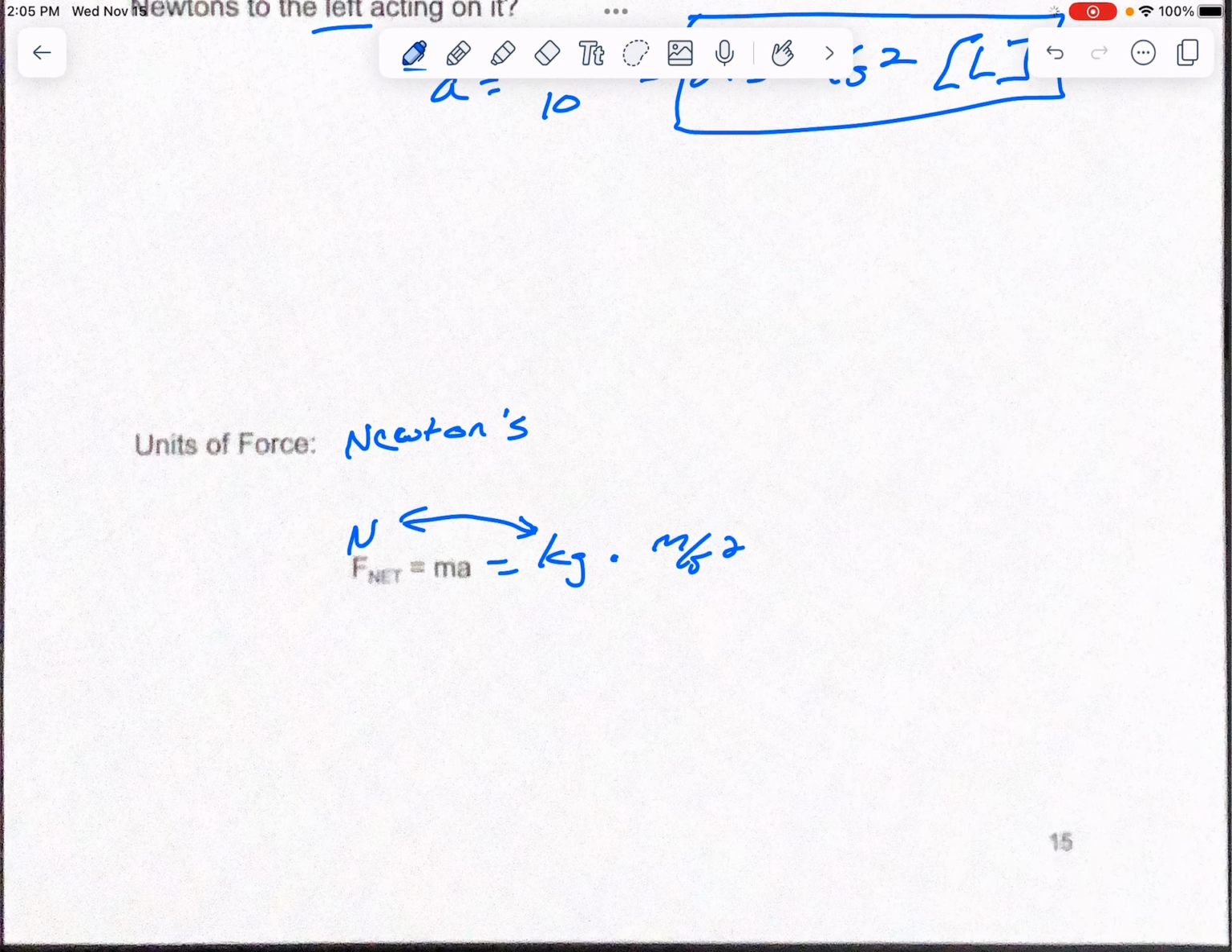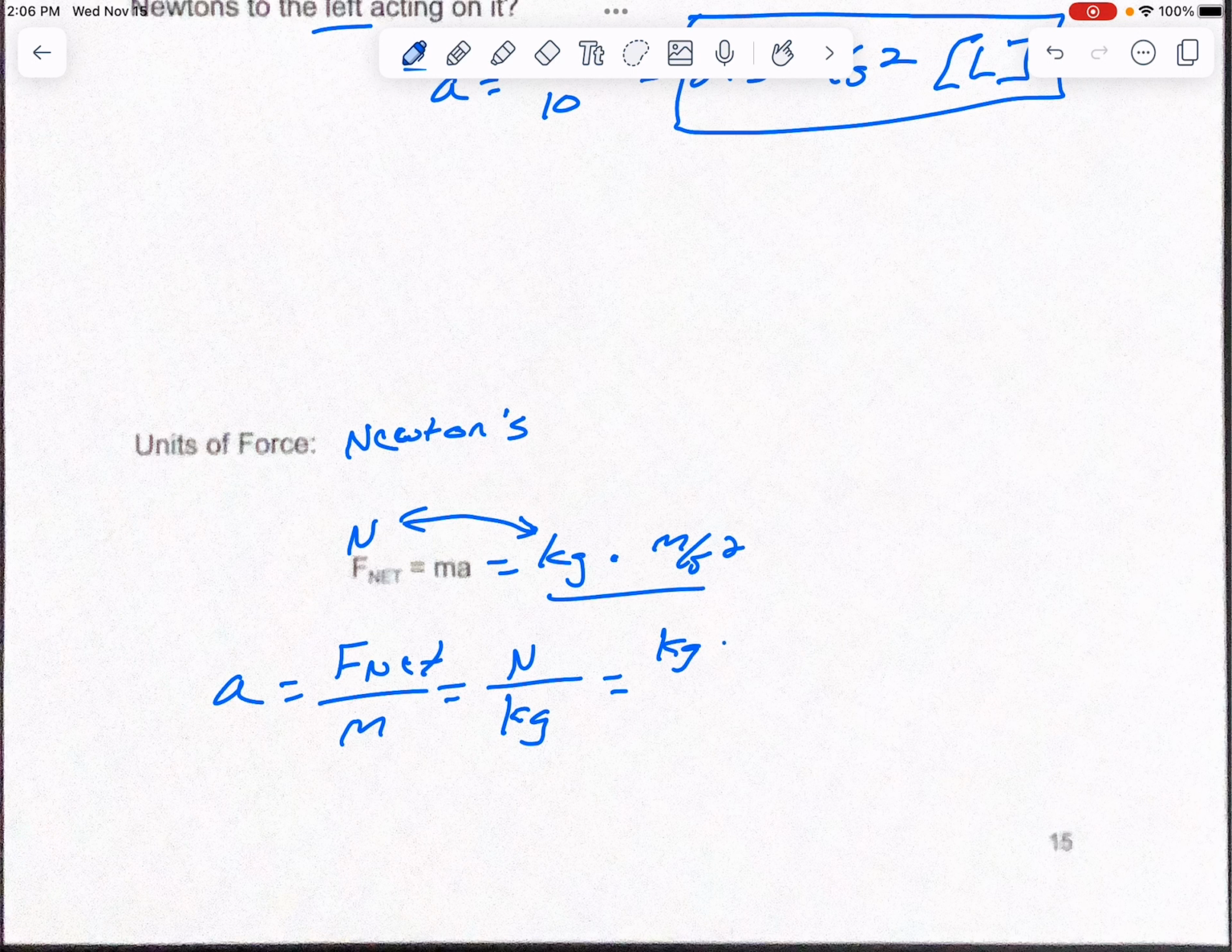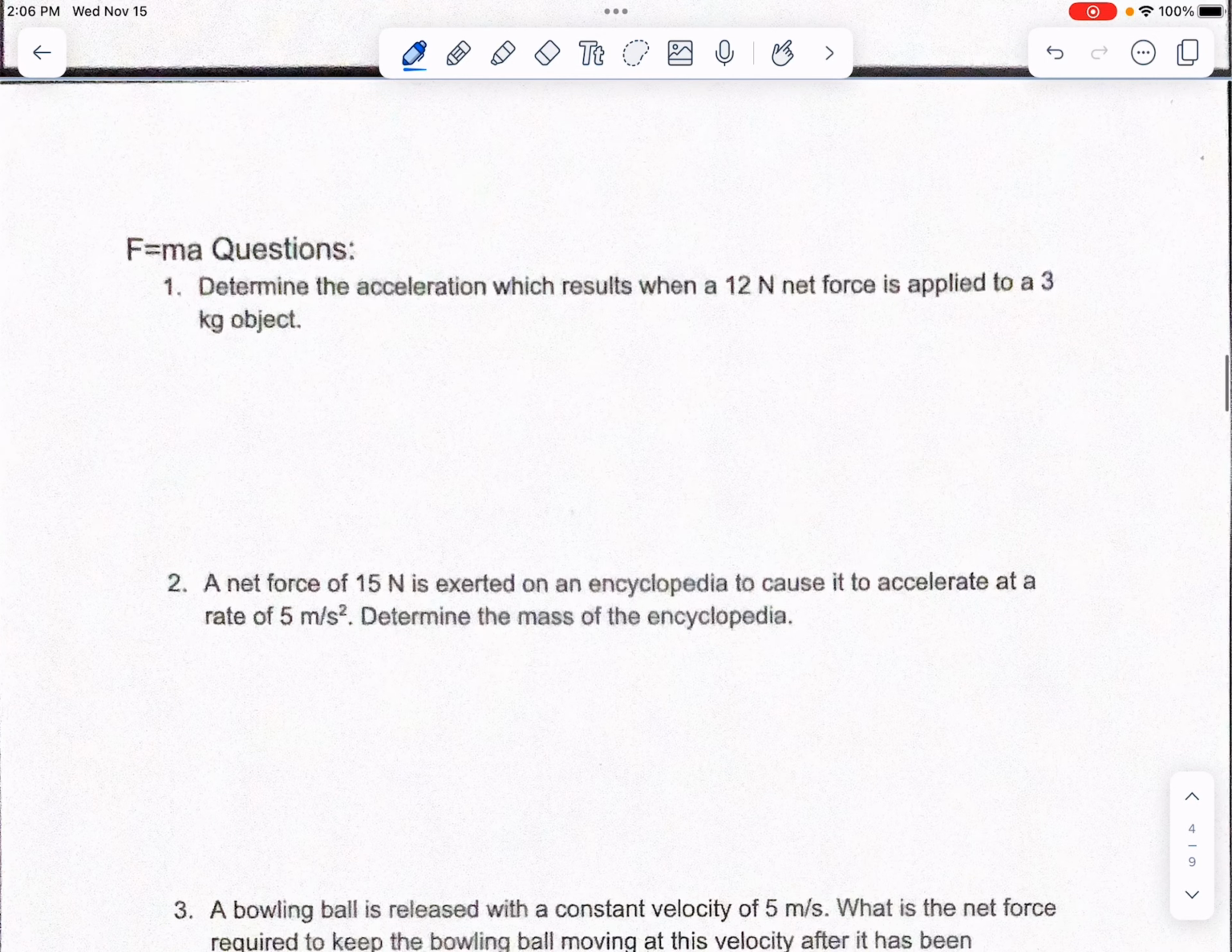Now if you're doing the calculation, a equals F net over m, and you're like, how the heck does meters per second squared come out of that? Well, if force is newtons and mass is kilograms, that doesn't really look like meters per second squared, but technically it is the same thing. What we're going to do is plug in what we looked at up here for newtons, so kilograms times meters per second squared, and that's still over kilograms. So kilograms cancel out, and you end up with meters per second squared. So that is how we actually get meters per second squared from taking force divided by mass. Don't worry too much about that. That's just how you do it.